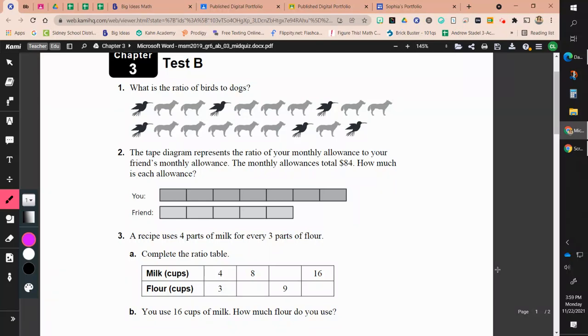Okay, tomorrow's chapter 3 test is going to start out with a question just like this, where you're finding the ratio of some sort of animal to another sort of animal. Now you notice that there are birds listed first and then dogs. So our ratio has to be in that order as well.